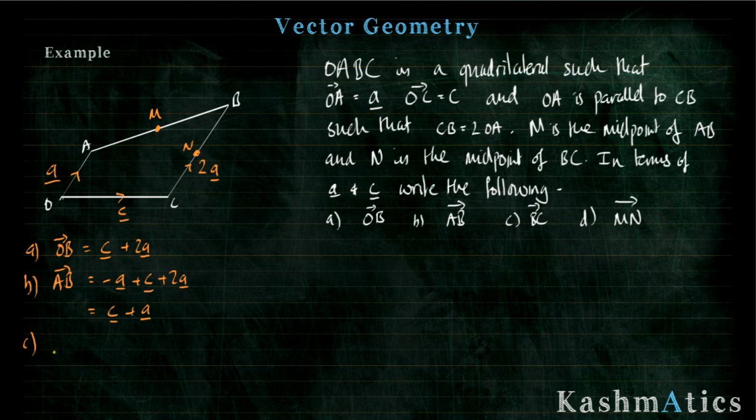Part C, I'm trying to get from B to C. So I'm trying to get from here down to here. So that should be fairly straightforward. I'm just going backwards along 2A, so that's going to be minus 2A.